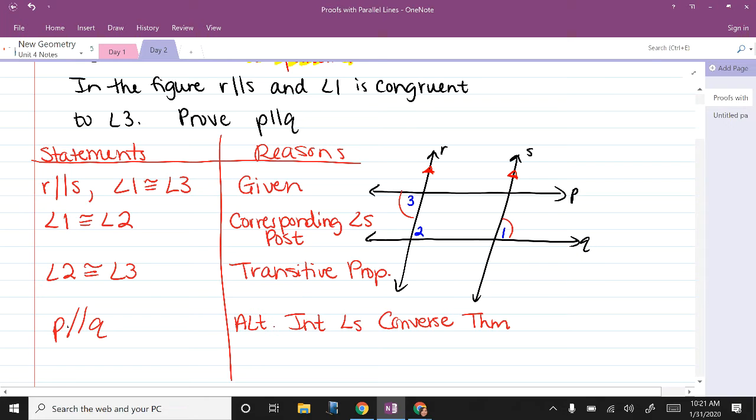Okay, so since I have stated that 2 and 3 are congruent to each other, and those would be alternate interior angles to these two lines. Ignore line S, just look at R, right? So those would be alternate interior angles between line P and line Q being parallel. So since they're congruent to each other, then I can say P and Q are parallel because of the alternate interior angles converse theorem. That's it.